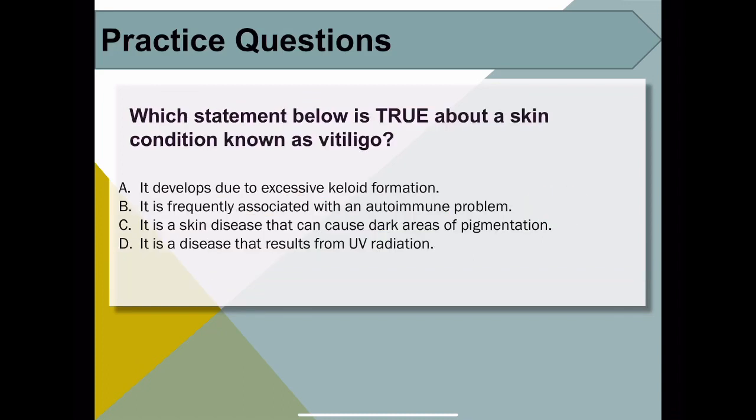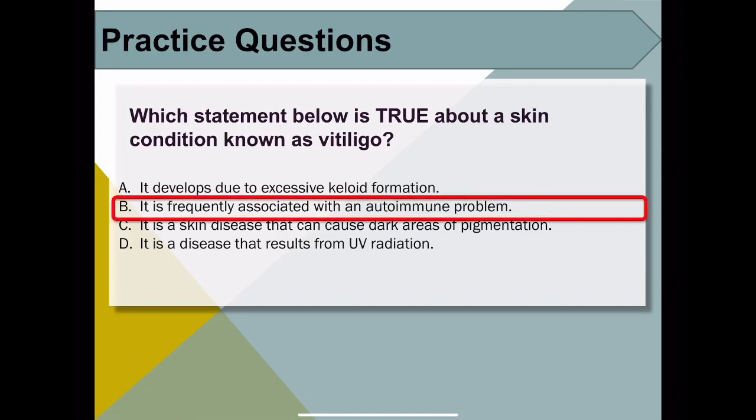Which statement below is true about a skin condition known as vitiligo? It is frequently associated with an autoimmune problem where the immune system attacks the melanocytes, specifically destroys them, and that's why you end up with patches of white or paler skin, because now you don't have melanocytes to produce melanin.